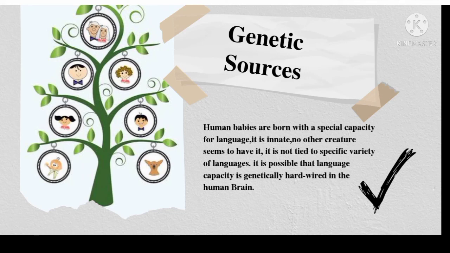The last one is the genetic sources: human babies are born with a special capacity for language. It is innate, and no other creature seems to have it. It is not tied to a specific variety of language. It is possible that the language capacity is genetically hardwired in the human brain. I think the element of language is transferred in human genes, so that human babies are able to produce speech sounds, but other creatures lack this capacity.